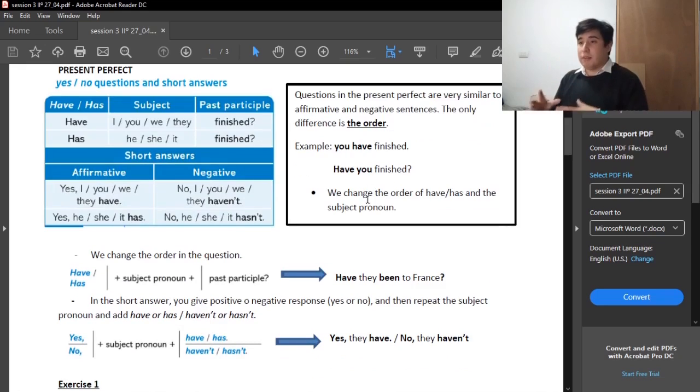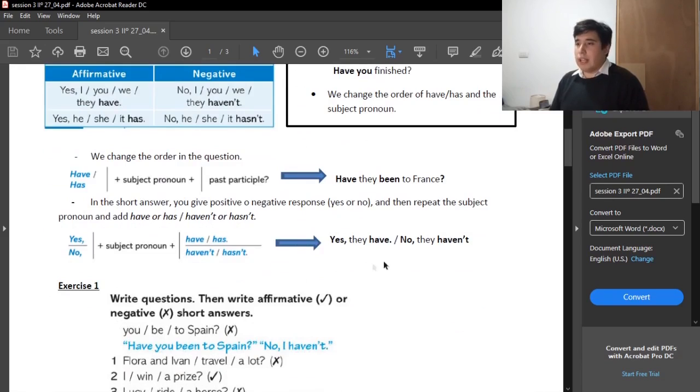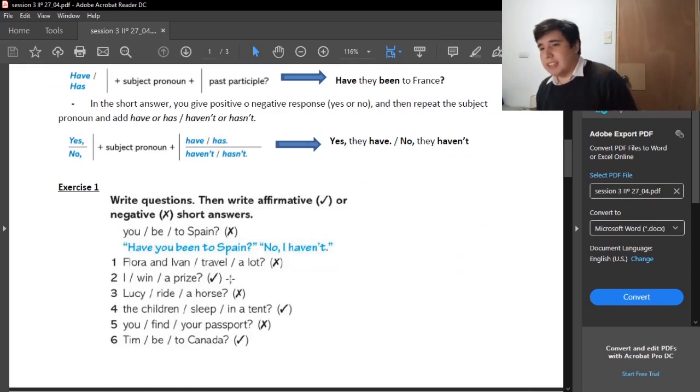So, summary, we change the order of have, has, and the subject pronoun, okay? You can see that here: have, has, subject pronoun, past participle. Have they been to France? Okay, and then you have also, again, how to write the short answers. Yes or no, subject pronoun, have, has if yes, haven't, hasn't if no. Okay, and now we have the first exercise.